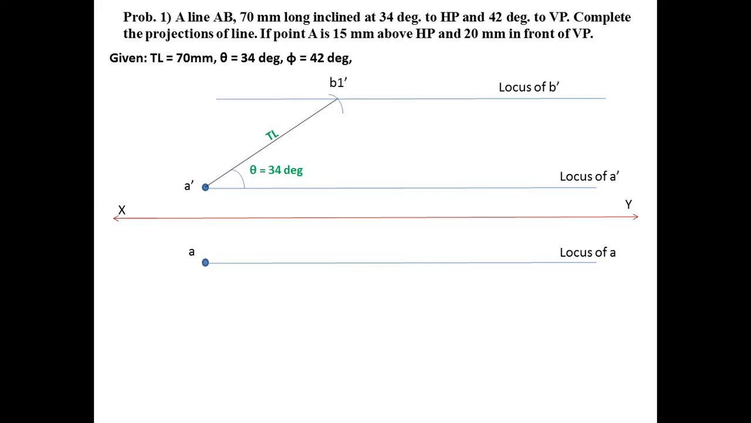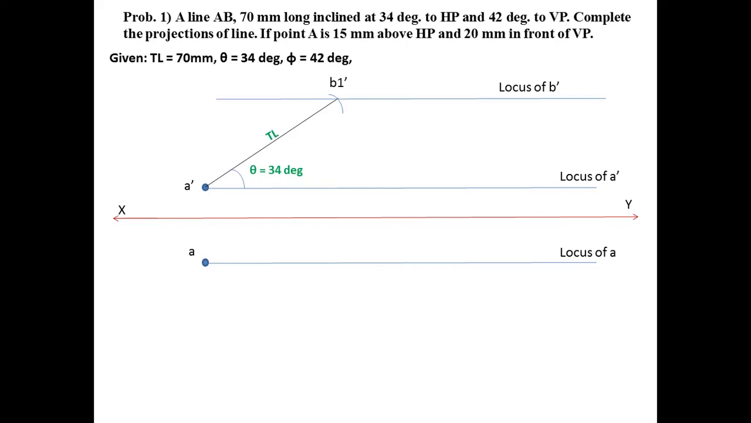Significance of this locus of B dash is the end points of true length and the end points of apparent length in front view lie on this locus of B dash. So in further steps we are going to obtain the apparent length in front view whose end points definitely will lie on this locus of B dash.